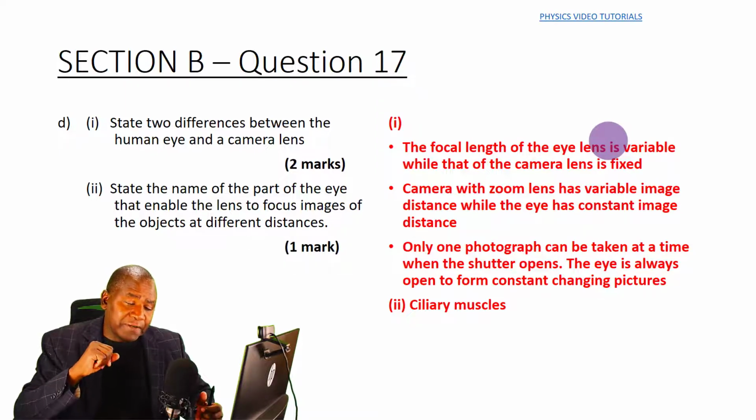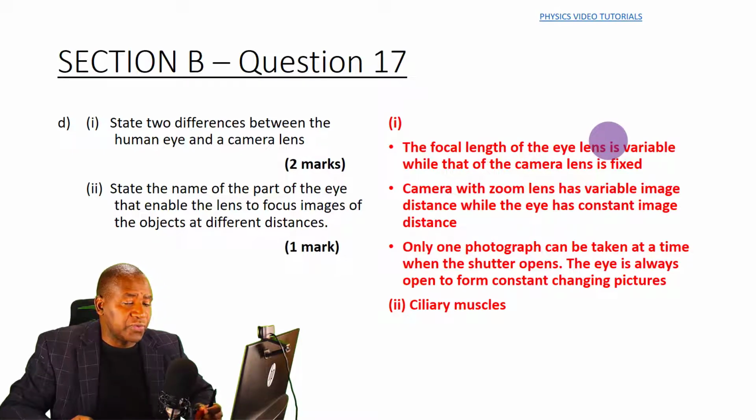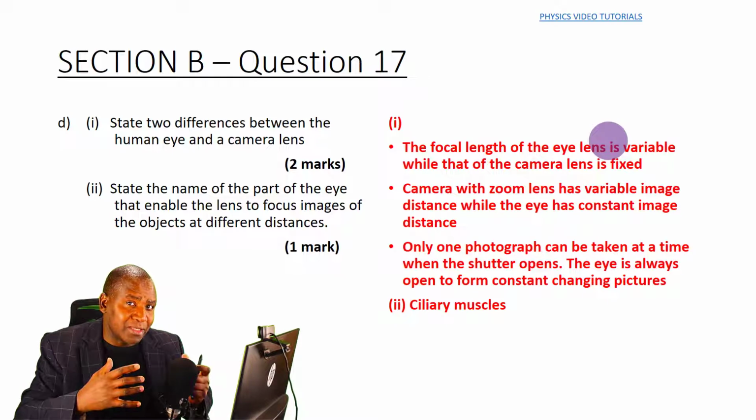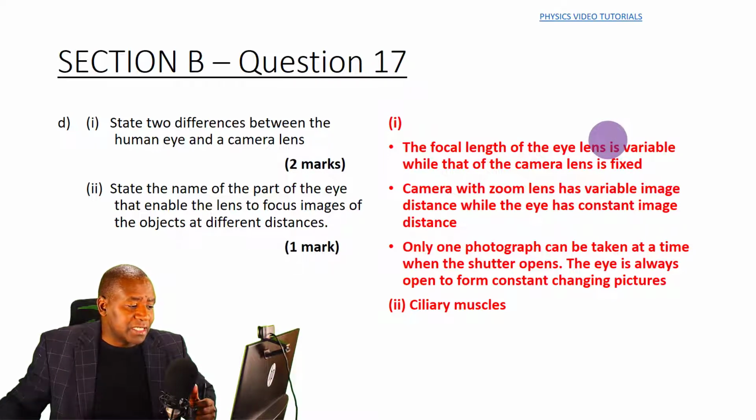I've given a third difference. Only one photograph can be taken at a time when the shutter opens, but the eye is always open to form constantly changing pictures. So those are some of the differences that you would be able to quote. Only two were required, so I've given you three so that you can understand the third one. And of course, the name of the part of the eye that enables the lens to focus images of objects at different distances is the ciliary muscles.